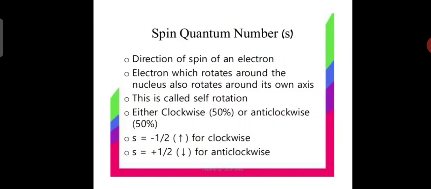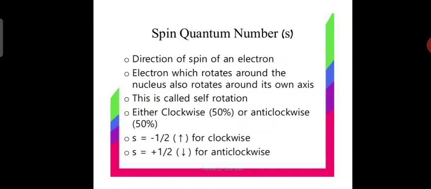Next, we have the spin quantum number. This is the fourth. It gives the direction of spin of an electron. An electron which rotates around the nucleus also rotates around its own axis. This is self-rotation, either clockwise or anti-clockwise, or counterclockwise. The values of s could be positive 1/2 for anti-clockwise and negative 1/2 for clockwise.